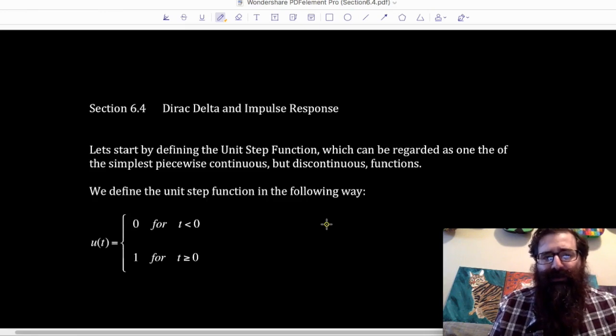And today we're going to take a look at section 6.4. We're going to talk about Dirac delta and impulse response.